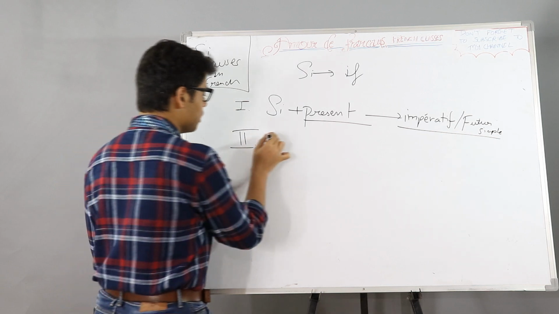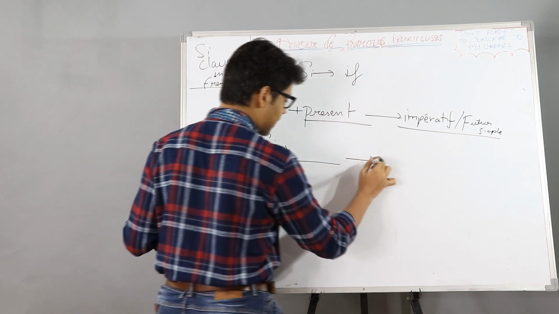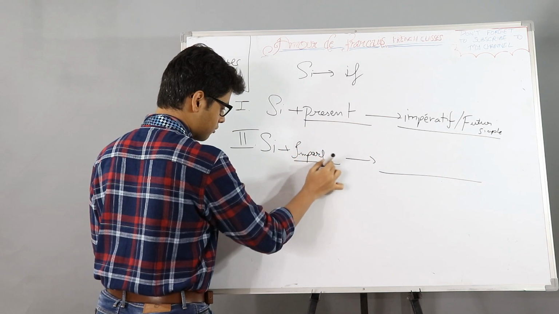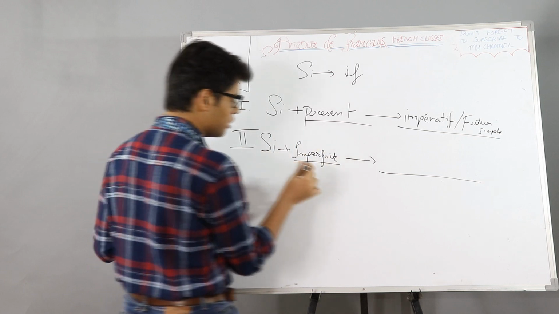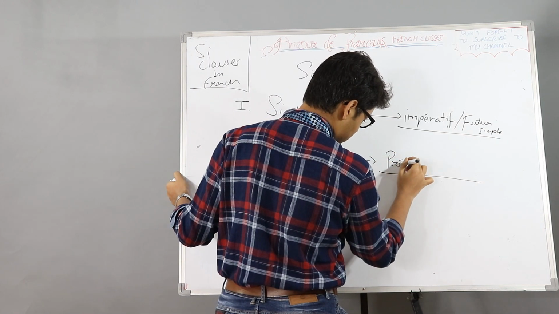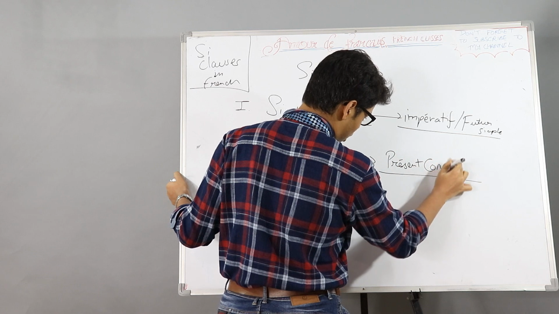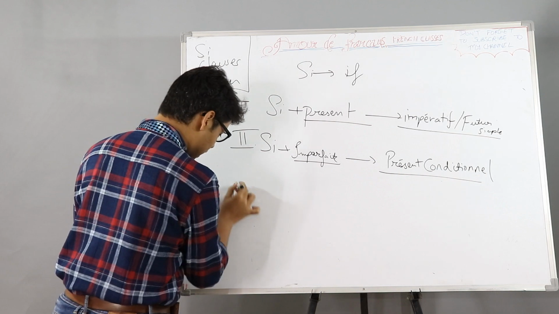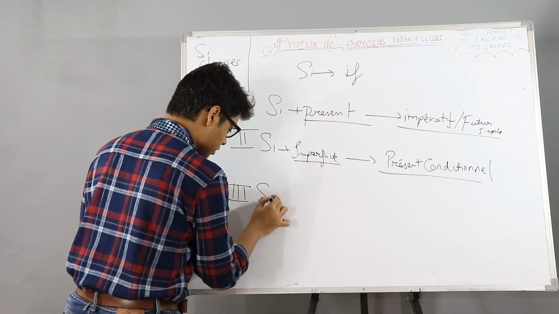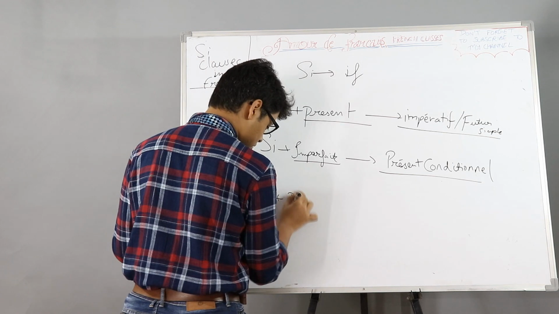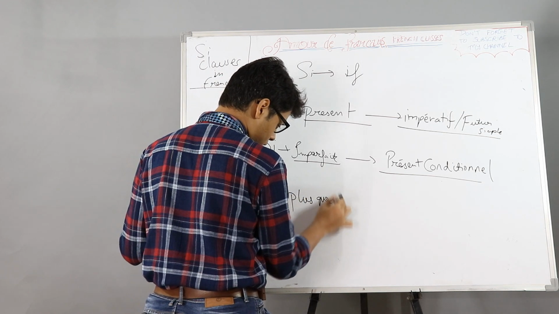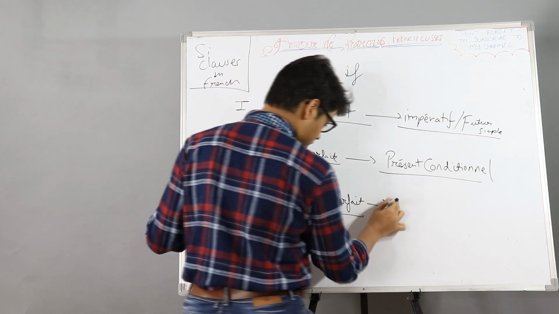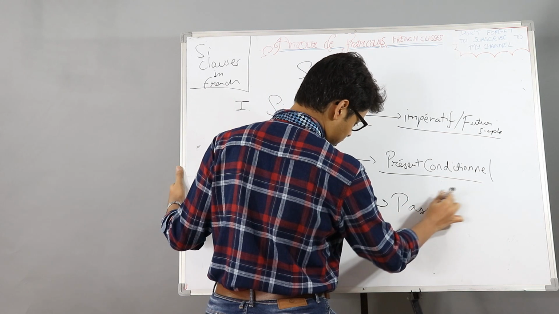Si clause number 2 is si plus dash dash: si plus imparfait is equal to le présent conditionnel, or the present conditional. And the third and the last case, si plus plus-que-parfait, or pluperfect, is equal to passé conditionnel.